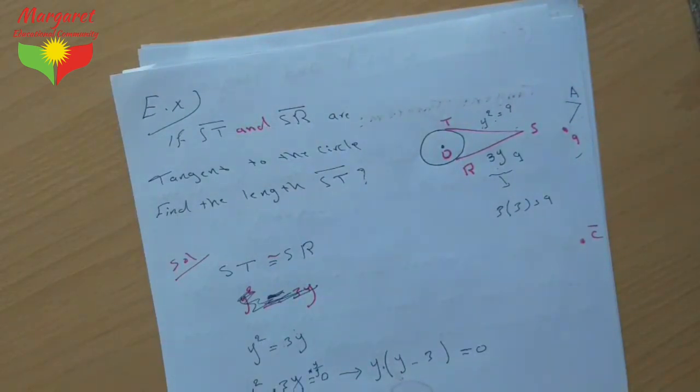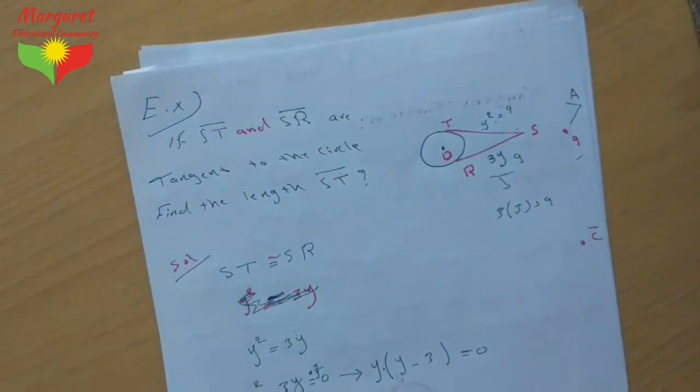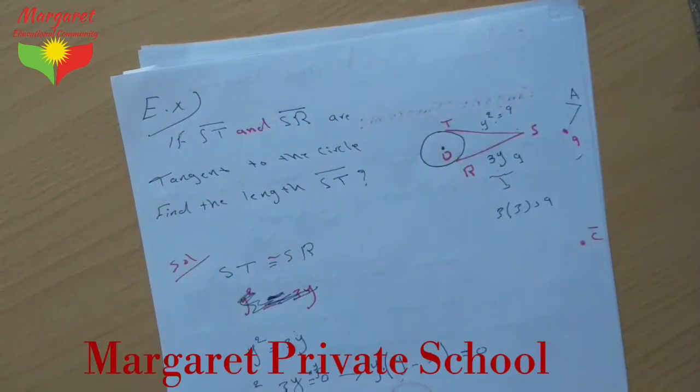And also from page 227, exercise number 19 is homework for you.